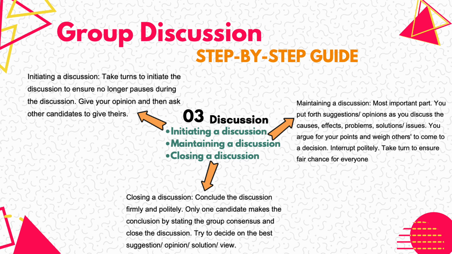At this point, any candidate can be the one to conclude and end the discussion, but only one candidate can conclude and close the discussion by stating the group consensus. Try your best to decide on the best suggestion or opinion or solution or view at the end of the discussion, depending on the task given. Remember, the main purpose of having the part 2 group discussion is to be able to successfully discuss the best suggestion or the best opinion or the best solution or even the best view as required by the task provided.